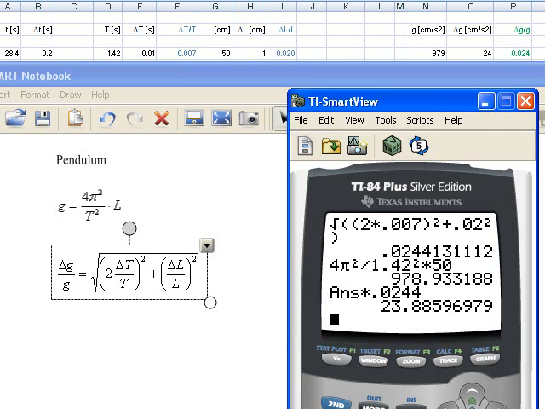So my result is 979 centimeters per second squared, plus or minus 24 centimeters per second squared, which covers the actual result of 982 centimeters per second squared in Alaska pretty well.